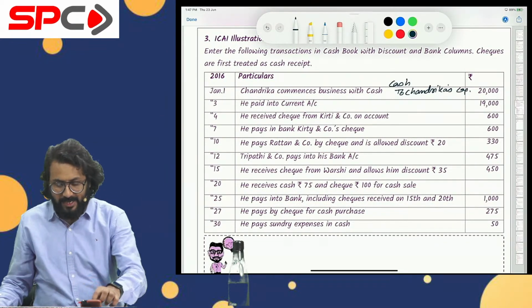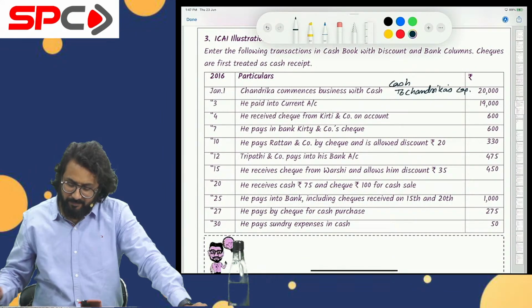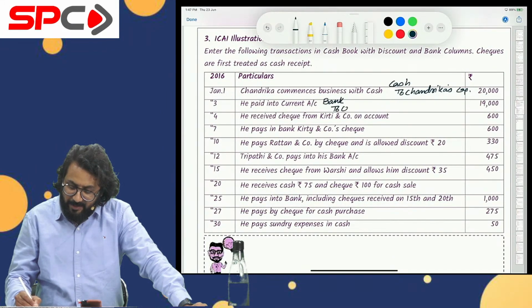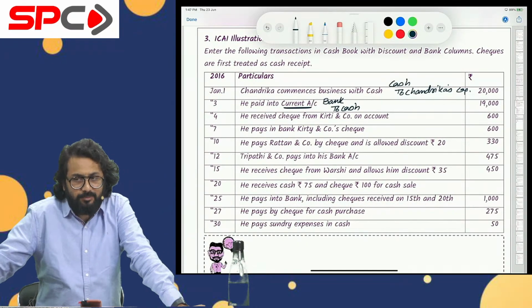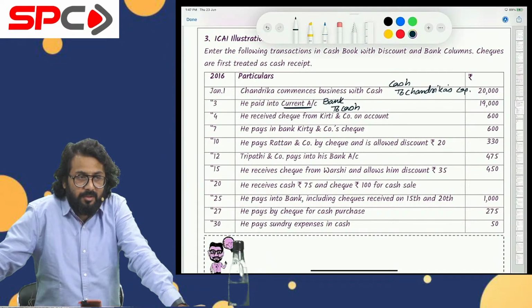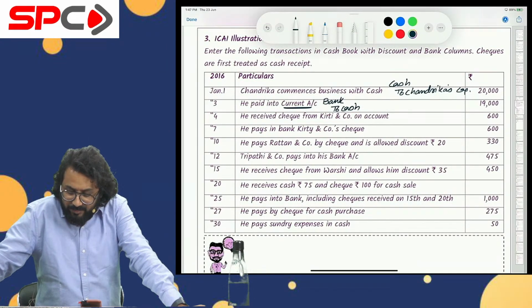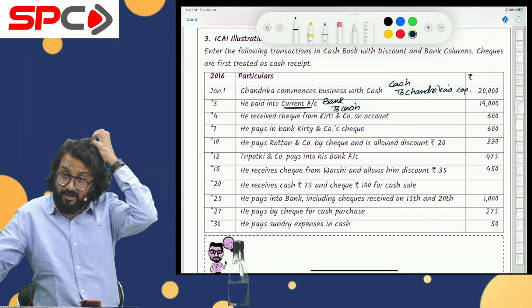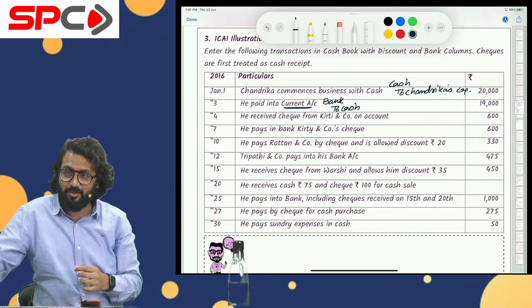He paid into his current account. What is the entry? Bank to cash. Beta, paid into his current account means what? Current account is a bank account. So there are various types of bank account. One is a savings bank account. One is a current account. Yes or no? So please understand that when I am saying that he paid into the current account, he paid what? Cash. So first he got the cash into the business, and then what he did? He deposited the cash into the bank.